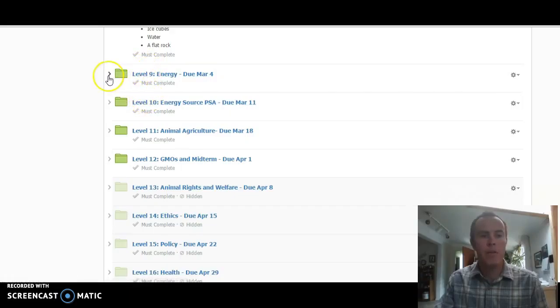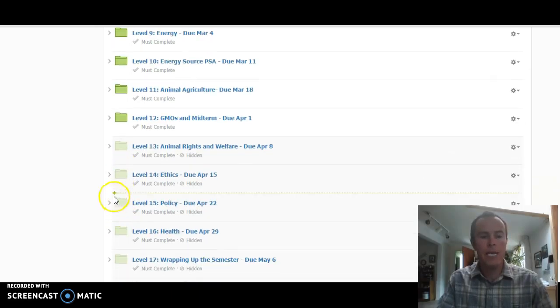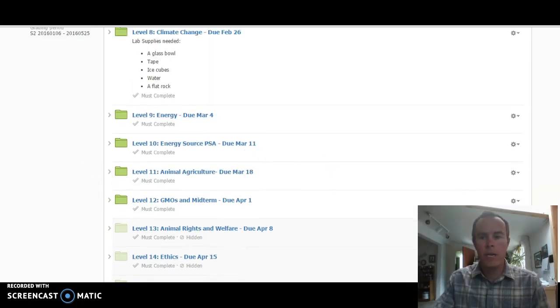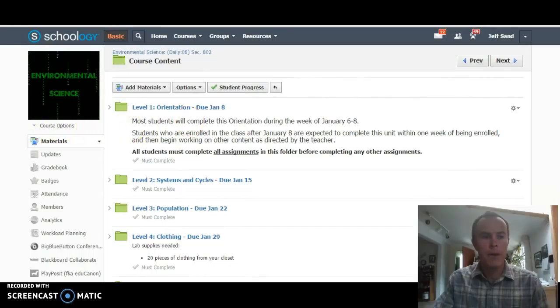Level 9 and 10, which was a 2-week unit on energy, where ultimately the students created a PSA, a public service announcement. And then moving on to level 12, it dealt with GMOs. And then one that has not been released to students yet is ethics, and specifically stewardship, where students are creating a personal stewardship plan where they are looking into ways where they can take action in their local communities. So it's been a really interesting semester, and I should clarify this is for high school students.